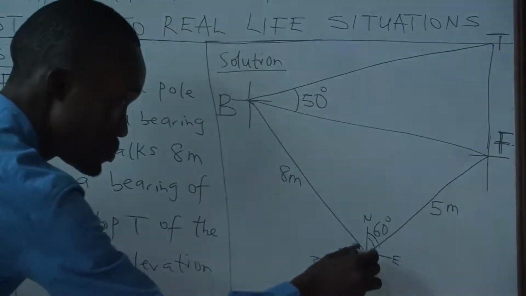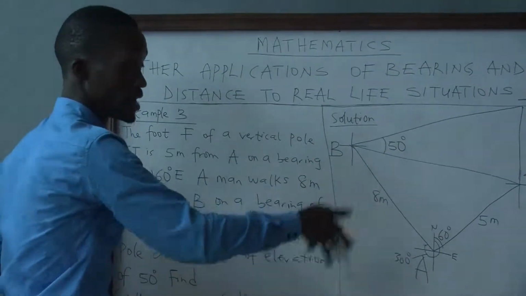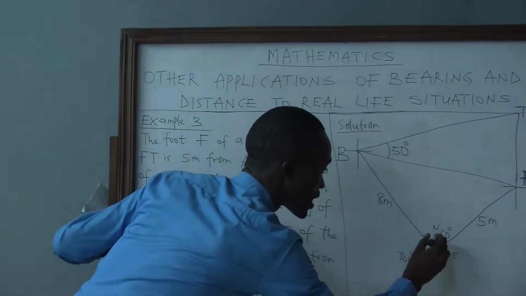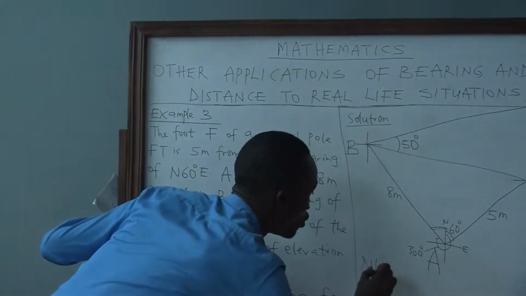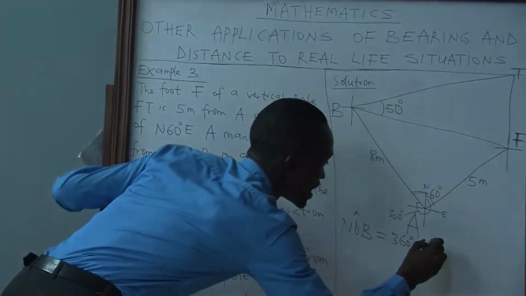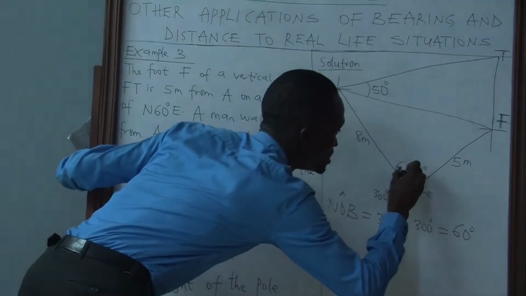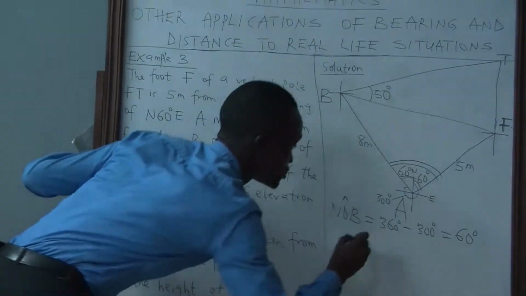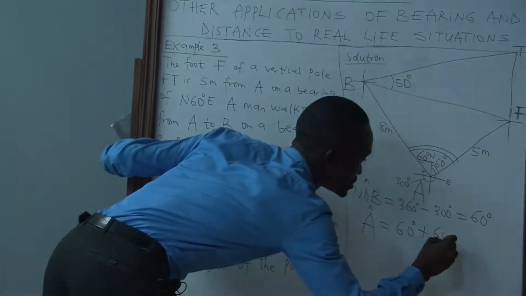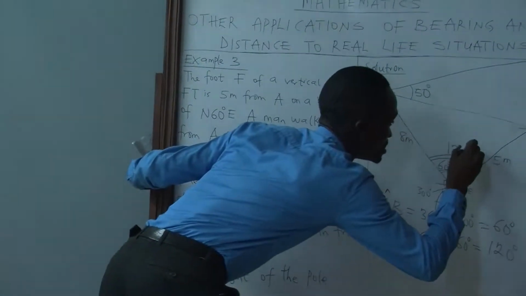From A, the other bearing is almost a circle, and a circle is 360°. So the remaining angle at A, we calculate it. So I will call that one NOB. NOB from there is 360° minus 300°, which is 60°. So this angle is 60°. Then after that, we need to get the whole of angle A. Angle A from there is 60 degrees plus 60 degrees, which is 120 degrees. So this is 120 degrees.